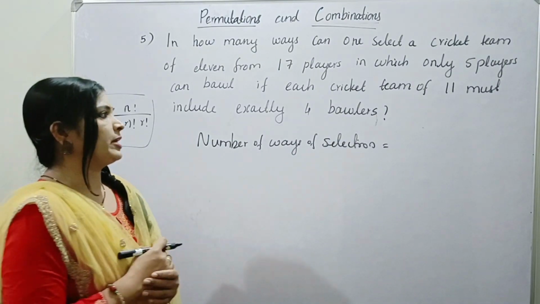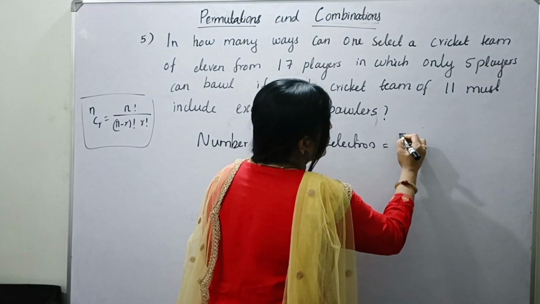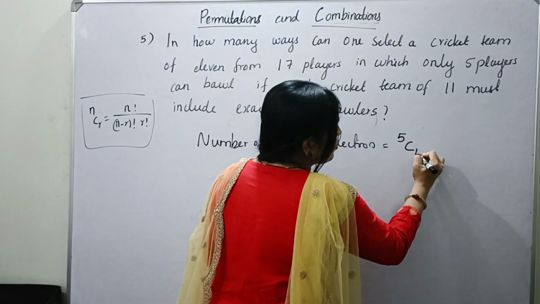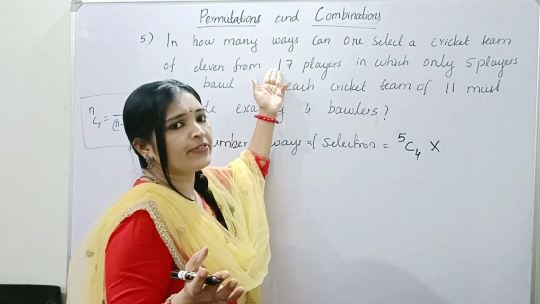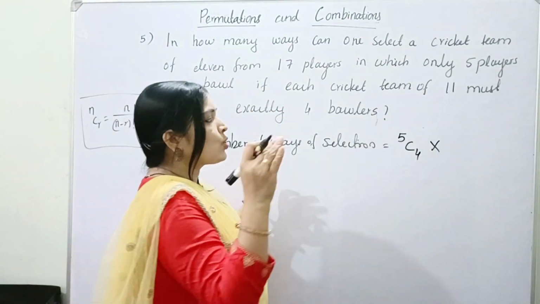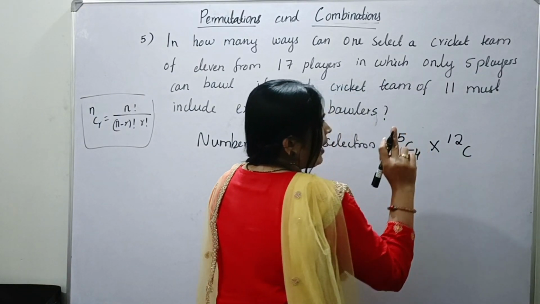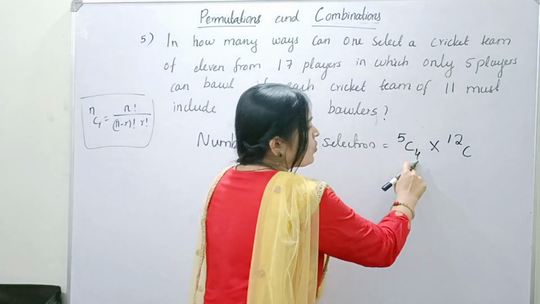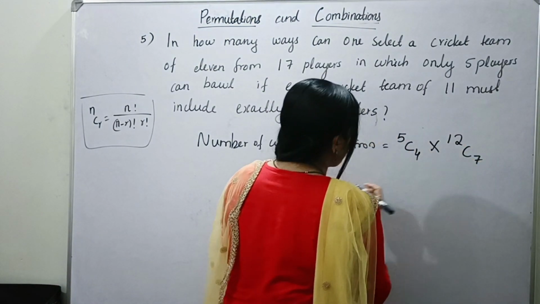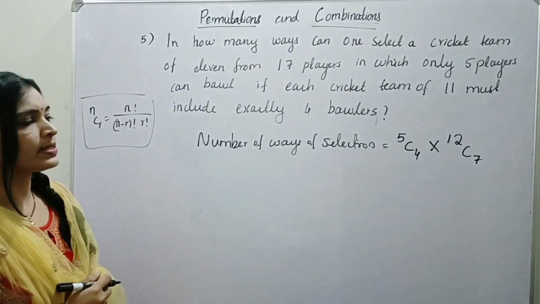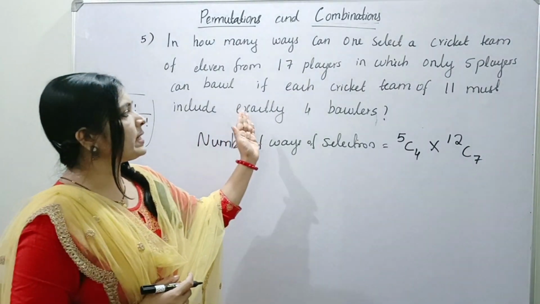So 7 players. Here first we will select out of 5, 4 bowlers, into the remaining 17 minus 5, 12 players. Out of 12 players, in total we have to select 7 players, right? So 4 selected, next 11 minus 4, that is 7. So 5C4 into 12C7. Why? Because we have to select 4.